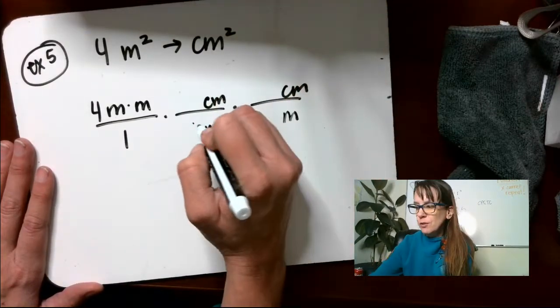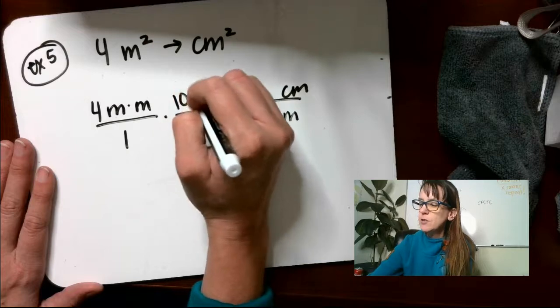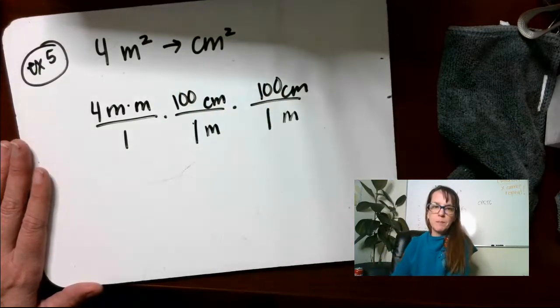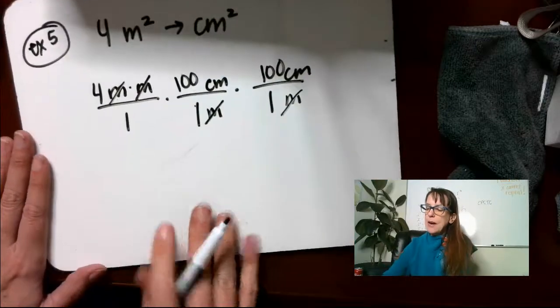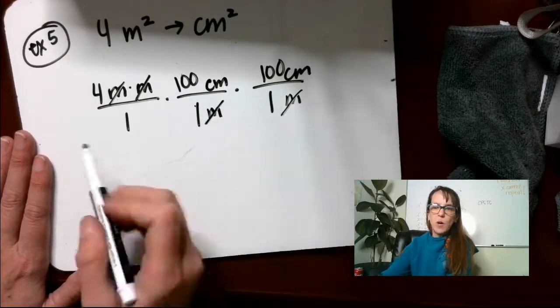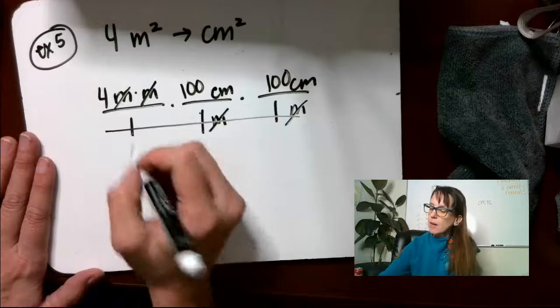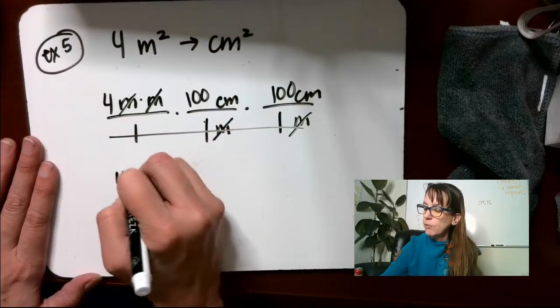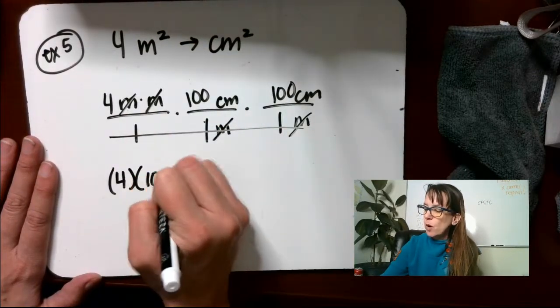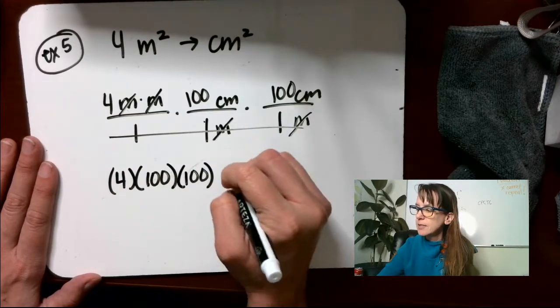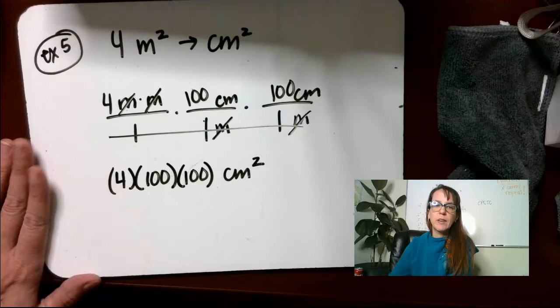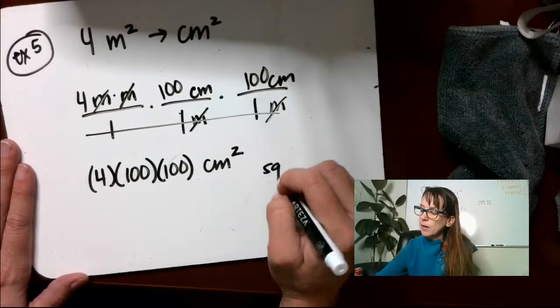And meters, we're going to centimeters, right? Well, we know meters are larger, and there are 100 centimeters in a meter. Now this cancels out with this cancels out with this. Now, downstairs, I just have 1 times 1 times 1, right? So get rid of those. Upstairs, I have 4 times 100 times 100 centimeters squared. And again, you can write it like that, or you can write square centimeters.